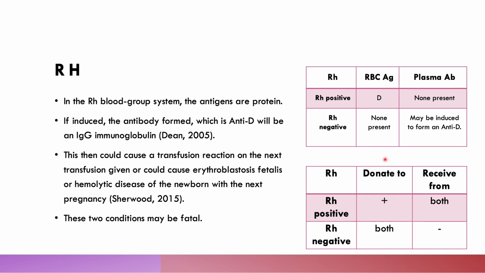Now, one other thing to note, not only is ABO important, but RH is also important in matching blood. So if you are Rh positive, you donate to positive but you can receive from both Rh positive and Rh negative. If you are Rh negative, then you can donate to both, but you may only receive from Rh negative blood, and that is extremely important so that you do not induce your body to make anti-D antibodies.